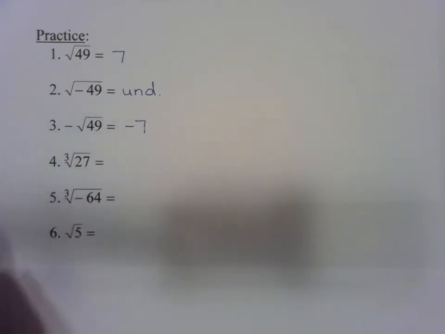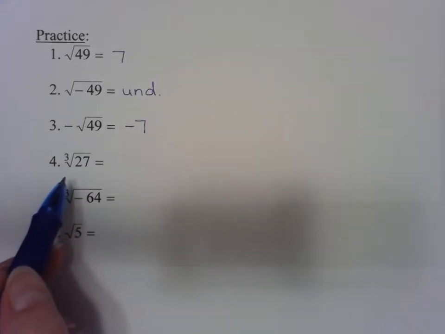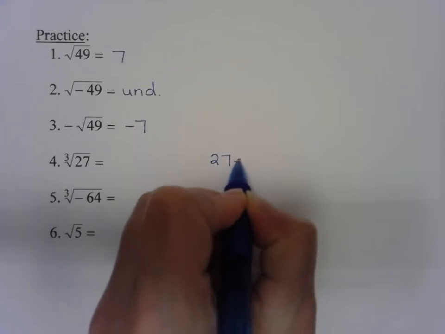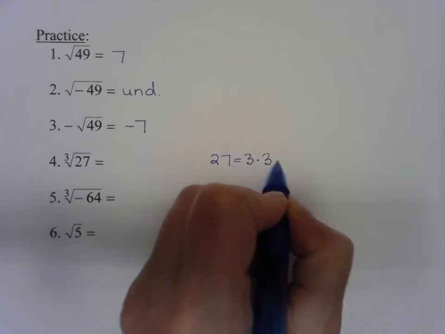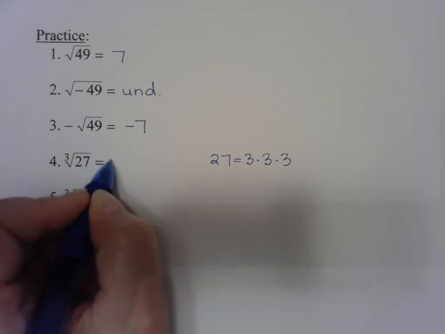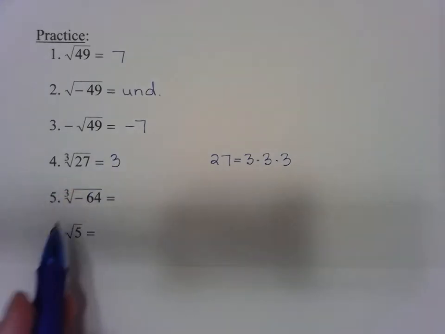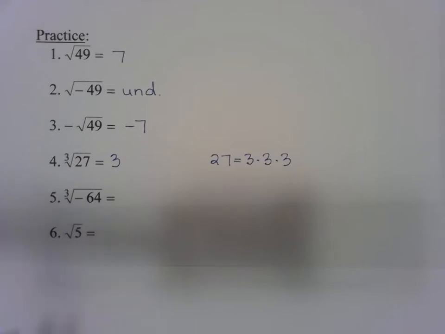So negative 7. The cube root of 27. 27 is the same as 3 times 3 times 3. So the cube root of 27 would be 3. The cube root of negative 64.